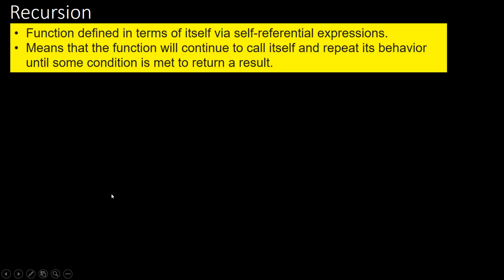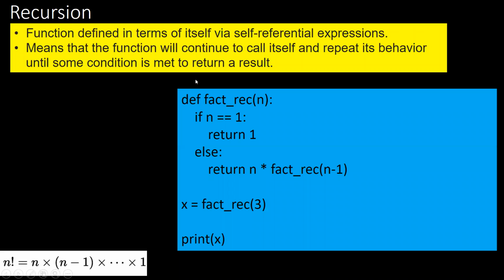Now, recursion. What is recursion? Very simple. A function defined in terms of itself via self-referential expressions, which means that the function will continue to call itself and repeat its behavior until some condition is met to return a result. It will be clearer when we talk about an example.